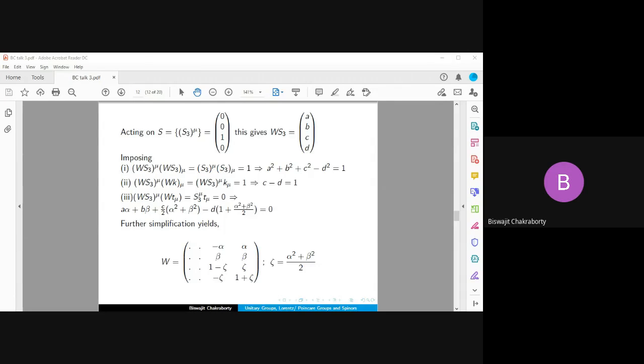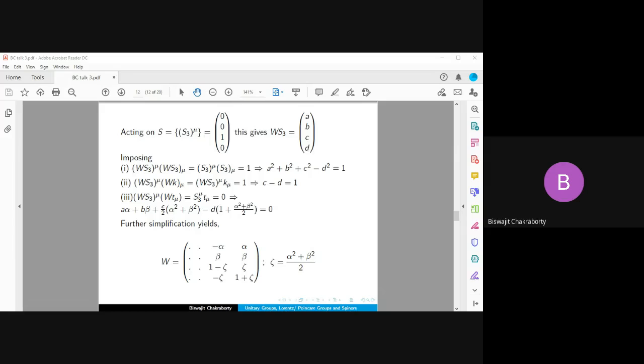Now you apply this condition again. W S3 mu, W S3 mu will be basically, since the Lorentz invariant S3 mu is equal to 1, this will impose the condition that A square plus B square plus C square minus D square is equal to 1. I impose this condition that WS3 mu, WK mu should be equal to WK is basically K itself, so WS3 mu K mu should be equal to plus 1. That you can easily check, and then you get the condition C minus D is equal to 1.